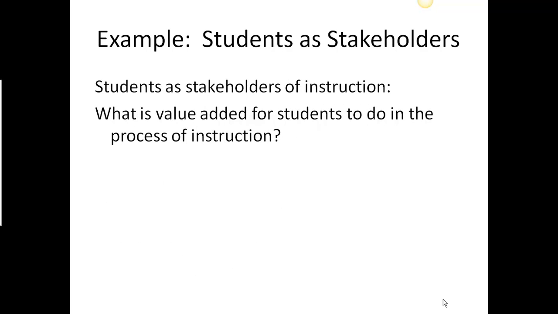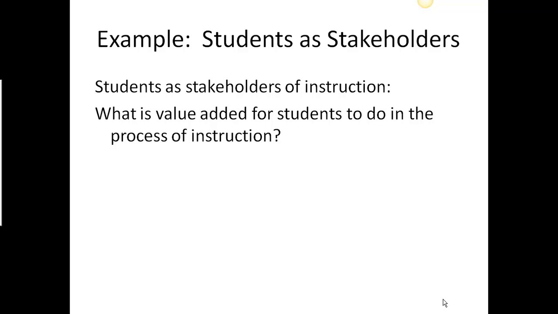So let's just take, for instance, students as stakeholders. What does this mean? If a student is a stakeholder of instruction, what you'd want to ask is, what is value added for a student to do in the process of instruction? So, just imagine that you're walking in the shoes of a student in your preschool program or in your elementary, middle school, or high school program. What is value added for a primary student? What's value added for a secondary student in the process of instruction?